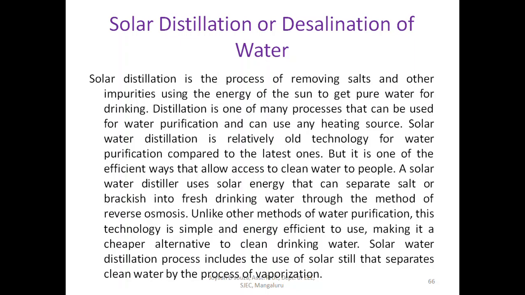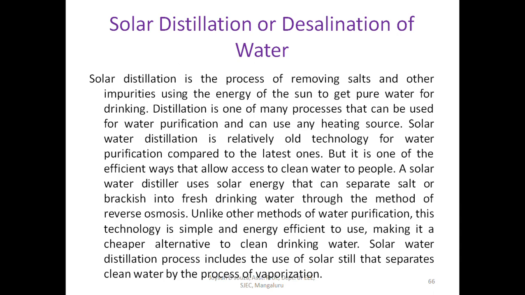Next topic is solar distillation or desalination of water. As you know, the entire earth has about 70% water and the rest 30% is land. Still, the major problem for today's generation, and for a few decades now, is the problem of drinking water. Availability of drinking water, especially in summer time, a shortage is going on.